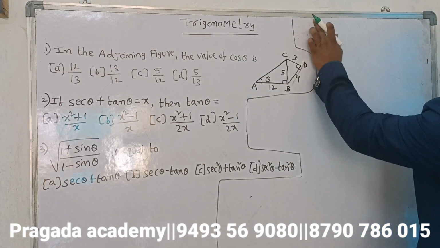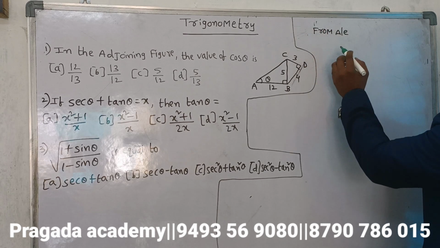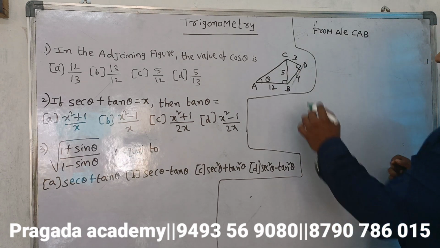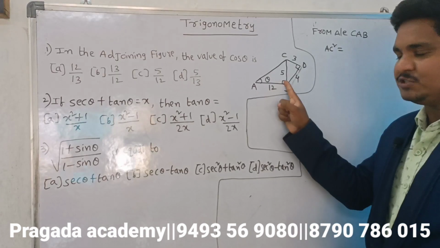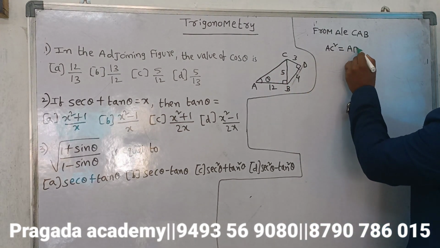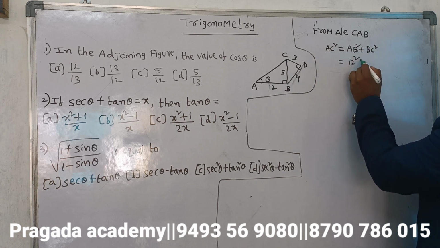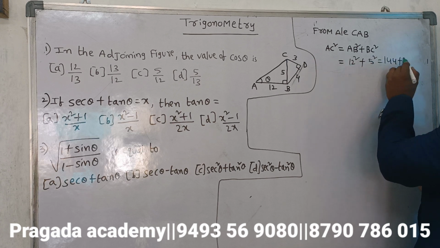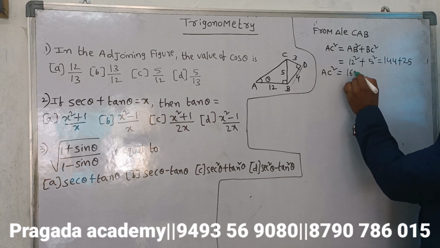So from triangle CAB, hypotenuse square AC square is equal to, hypotenuse means the side opposite to the 90 degrees, which is the longest side. So AC square is equal to AB square plus BC square. AB square is 12 square, BC square is 5 square. 12 square is 144 plus 5 square 25, so AC square is 169.